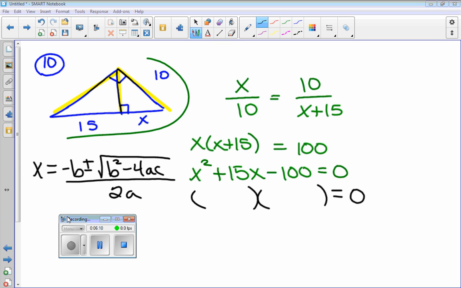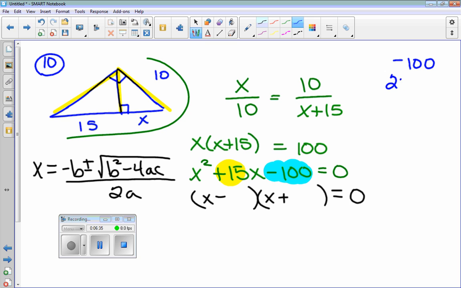I know that because my leading coefficient is just x squared, my factors are x and x. The two numbers have to multiply to be negative 100. Since they're multiplying to be a negative number, one's positive and one's negative. They also have to add to be positive 15. So I'm just going to come up with factors of negative 100. I'm going to write a whole bunch of them down.